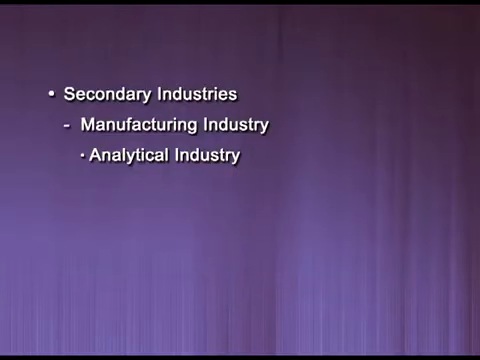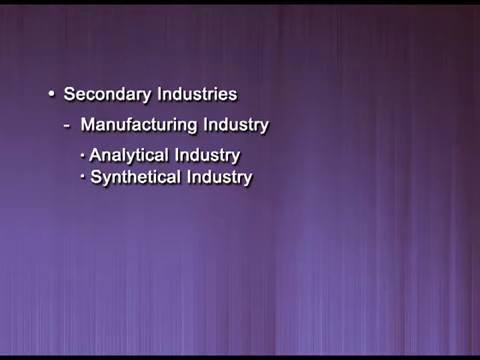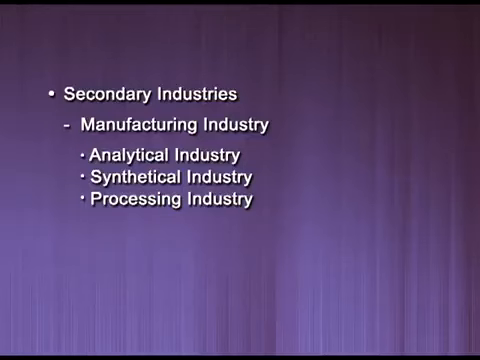Now, the second is synthetical industry. Under synthetical industry, different raw materials are used to make one product. For example, soap industry. The third is processing industry. Under processing industry, we process the raw material to make the finished goods. For example, textile industry. And the fourth one is assembling industry. Under this industry, we assemble the different parts and make a new product, like cycle industry.